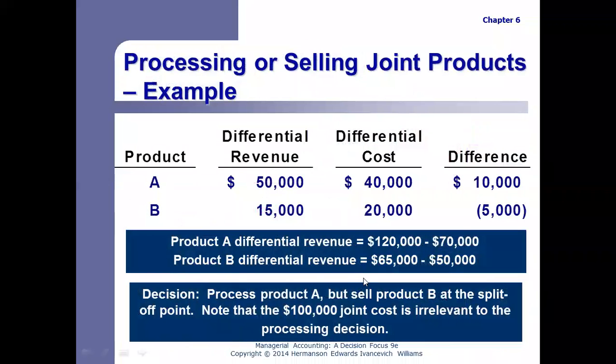Okay, so we look at each product separately. And again, it's differential, so we're looking at the differences. Differential revenue: how much additional revenue could we get by processing it further?